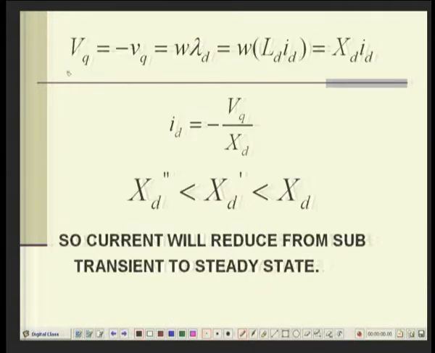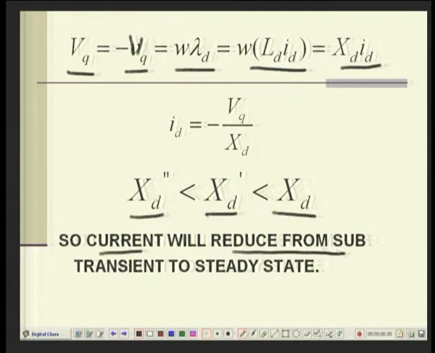And VQ which you are applying is omega lambda d is omega LD ID, XT ID. So, ID is minus VQ by XT, right. So, XT double dash is less than XT dash less than XT.